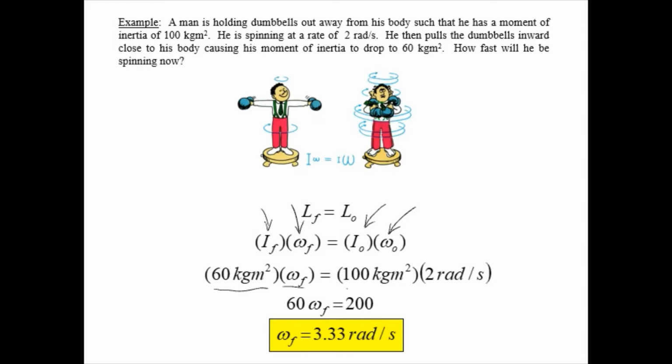His initial rotational inertia was 100. His initial angular velocity was 2 radians per second. Doing the math on this, we find that at the end of the problem, the man holding these dumbbells will now be spinning at 3.33 radians per second. So indeed, by decreasing his rotational inertia, his angular velocity increases.